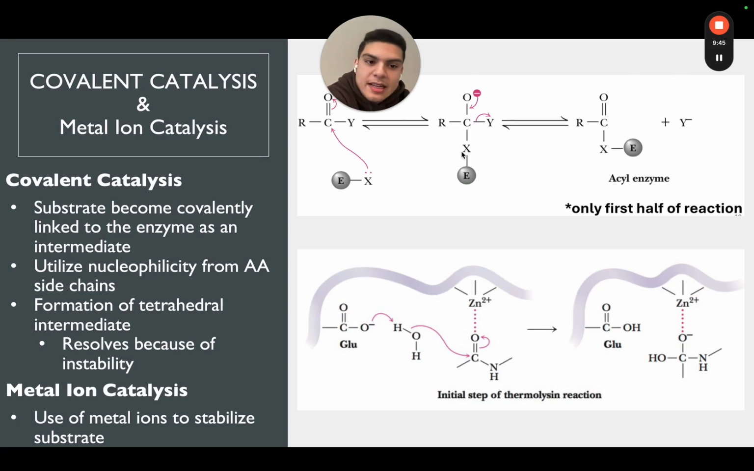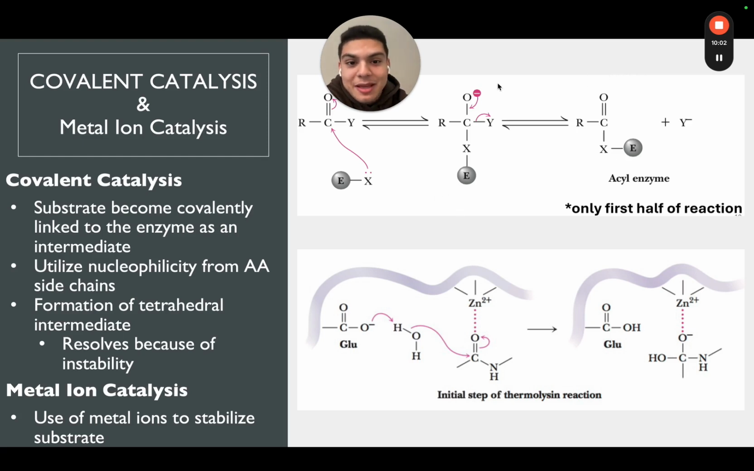Next is covalent catalysis. I touched on it briefly, but basically the substrate becomes covalently linked to the enzyme as an intermediate, meaning that this is not a transition state right here. This is an intermediate. If we were to bottle this up, we would be able to find this in a bottle, or we'd be able to put this under X-ray crystallography.